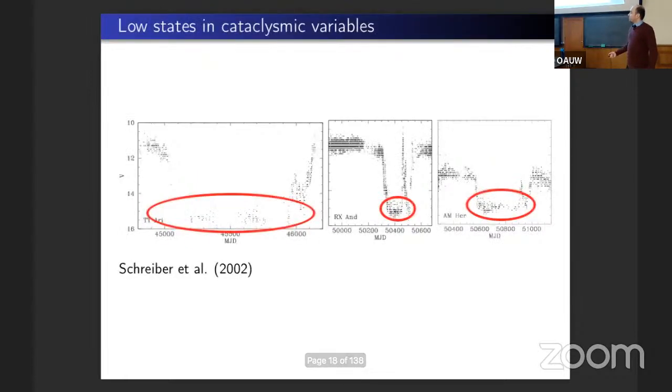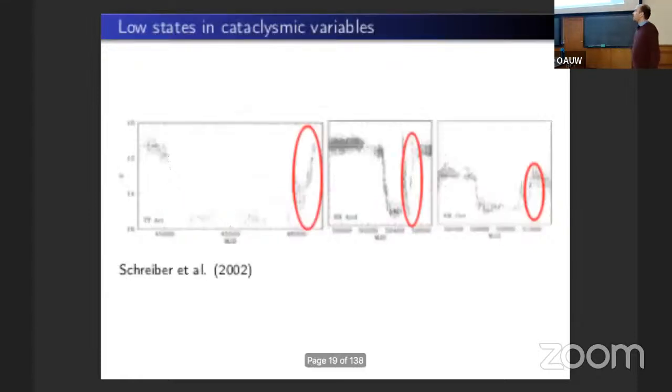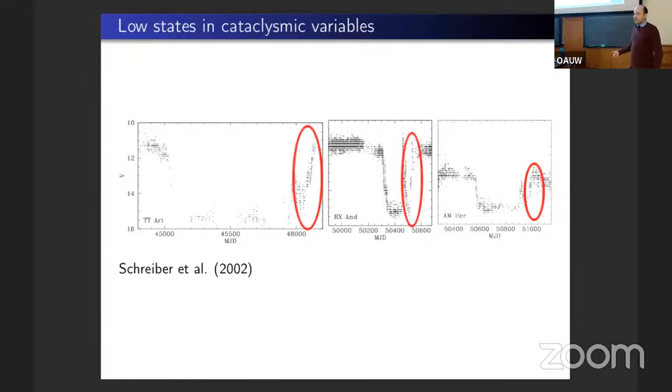And while we are in the low state, almost nothing happens. The light curve is pretty flat. And the transition back to the bright state takes almost the same time as the transition into the low state. So it's a pretty symmetrical effect.